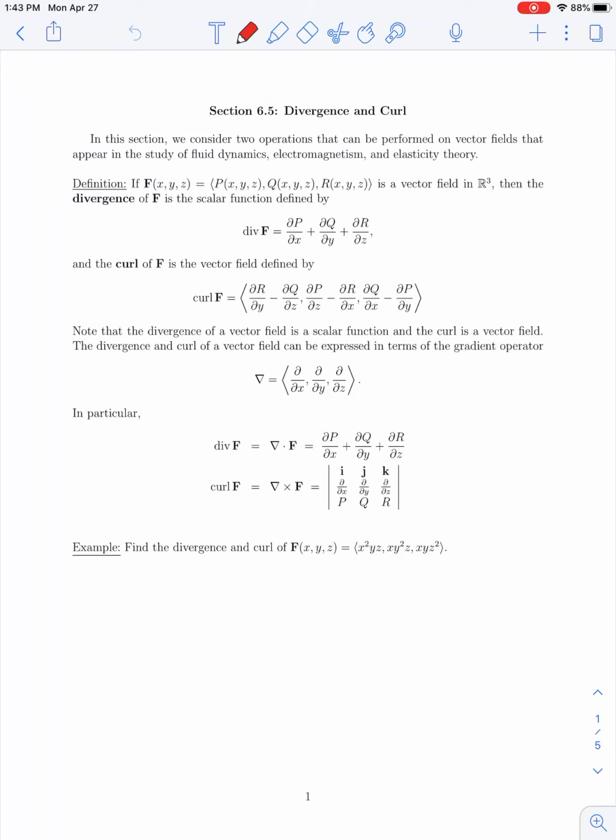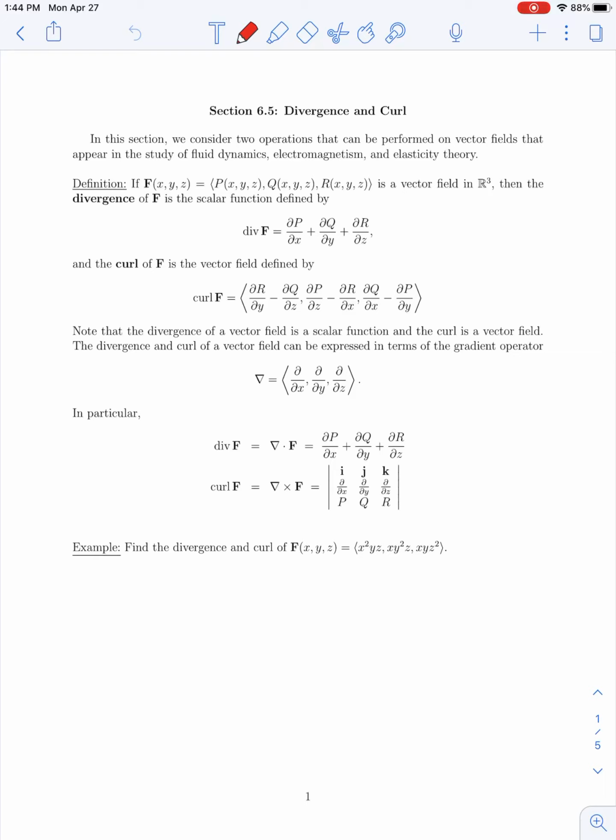Okay, in today's lecture, we're going to cover the section 6.5 material on divergence and curl, which are two operations that we can perform on vector fields, either in the plane or in space. And we'll see throughout the remainder of chapter 6 that these divergence and curl operators have some very nice applications related to line integrals and later in the chapter 6 material to surface integrals. So let's start by defining these operations.